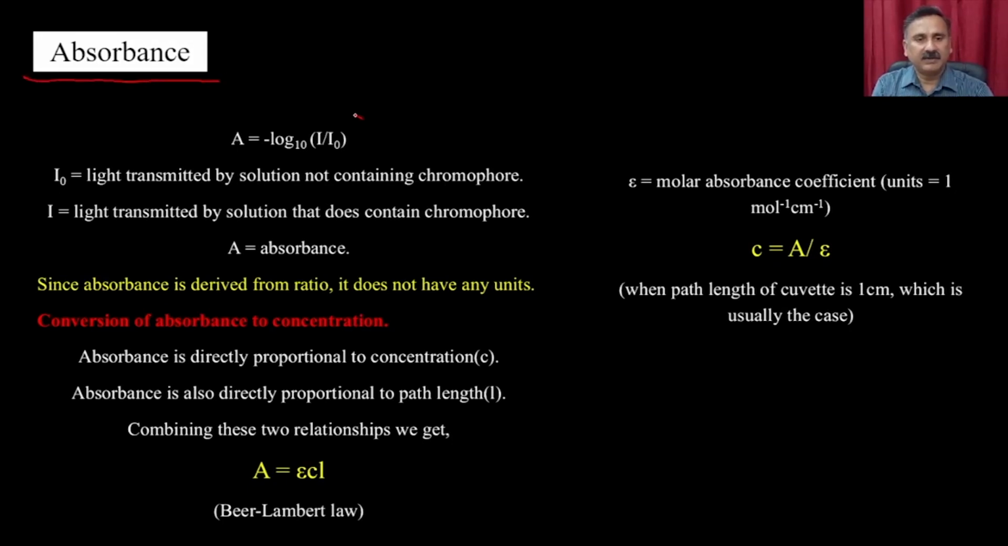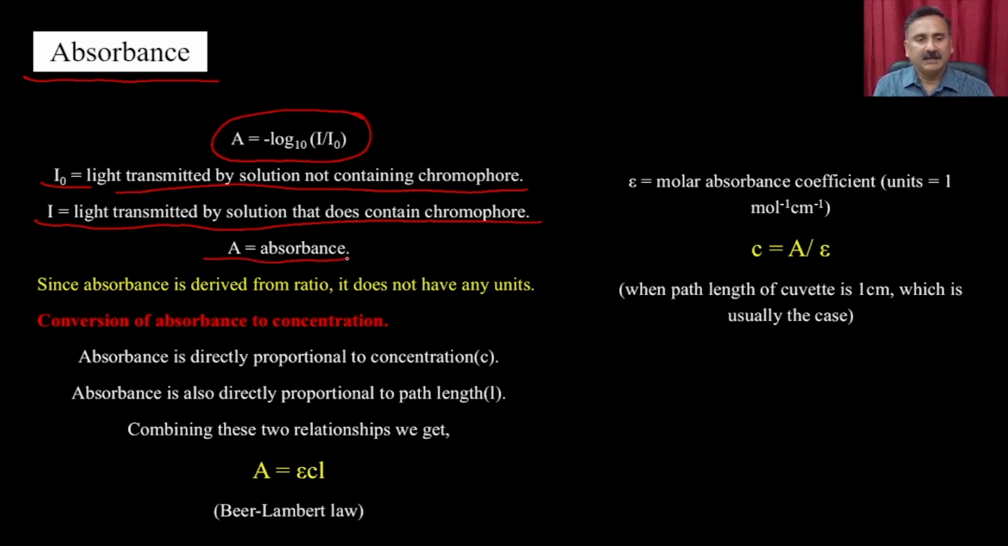So absorbance A is equal to minus log I by I0, where I0 is the light transmitted by the solution not containing the chromophore, right? So I0 is the light transmitted by the solution not containing the chromophore, and I is the light transmitted by the solution that does contain the chromophore, okay? And A is the absorbance.